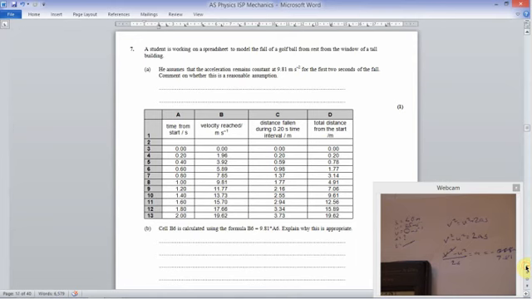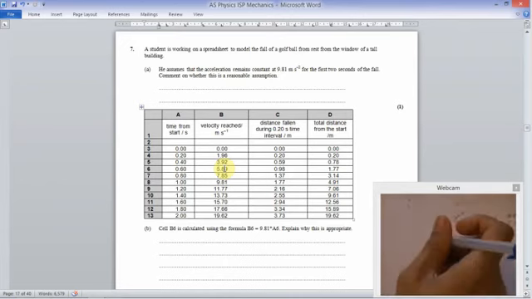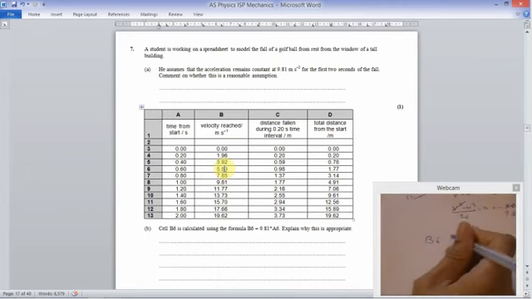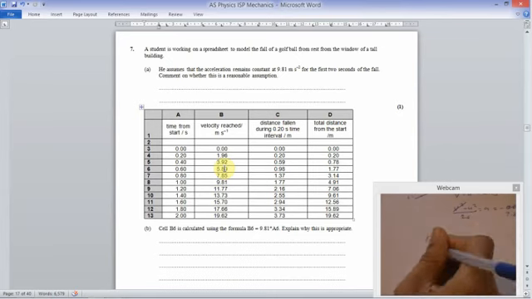So it's talking about the velocity reached, calculated using the formula B6 is equal to 9.81 times A6. Explain why this is appropriate. So what they're saying essentially is, let's write this all out so you can see it. B6 is equal to 9.81 times A6. So B6 is final velocity or velocity reached, 9.81 times A6.